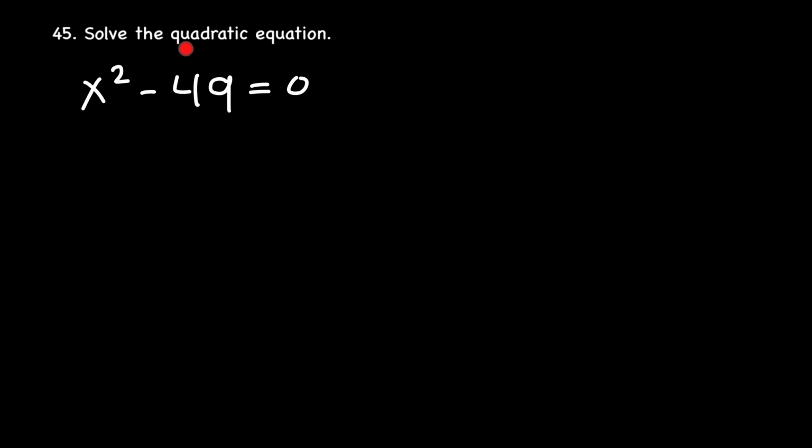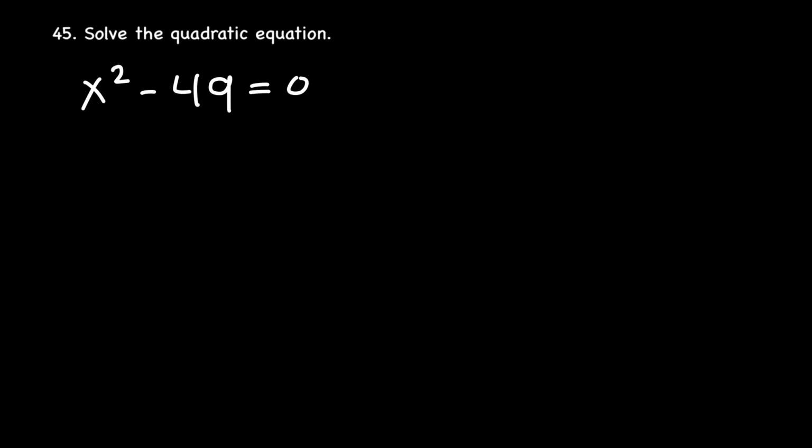45. Solve the quadratic equation x squared minus 49 equal to 0. To solve this example, we have to use the difference between two squares rule. Why? Because the term which has the variable x does not exist. So that's why we are using the difference between two squares rule.